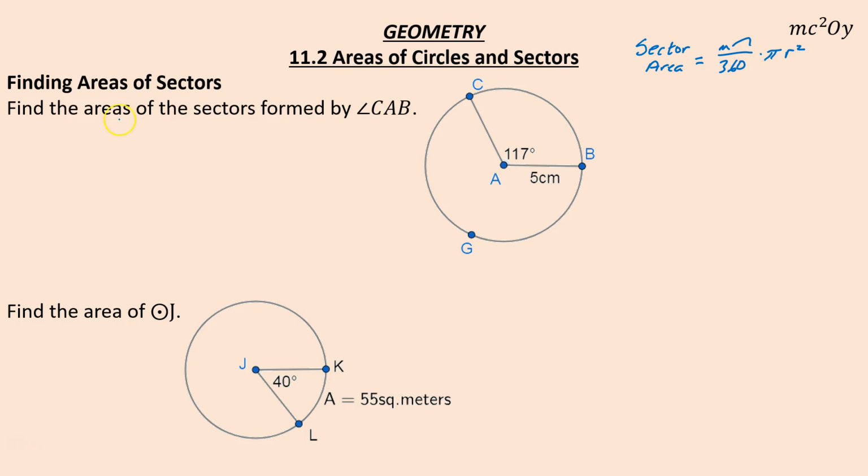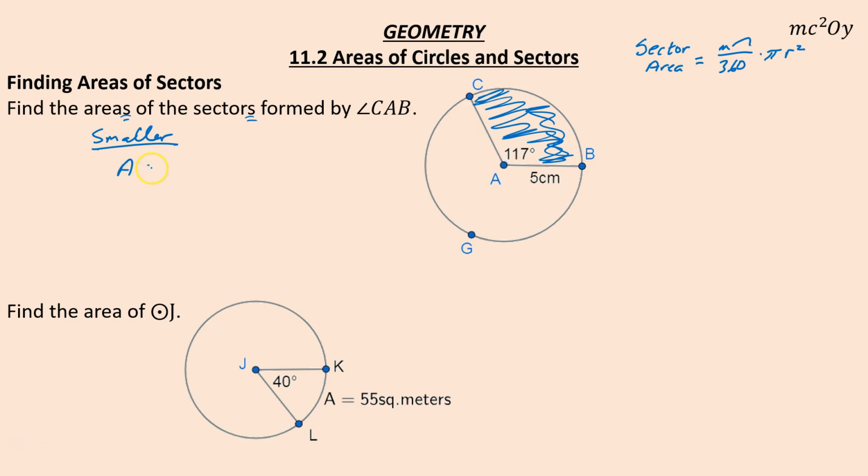Okay, so find the areas of the sectors formed by CAB. Well, that would mean we have this sector right here, but we also have that unshaded big piece right here. So let's go ahead and find the area of the smaller sector, and we'll call it CAB, and we can call the other one the one formed by arc CGB. It's also CAB, but we have that G in there. So we're going to find our smaller area first.